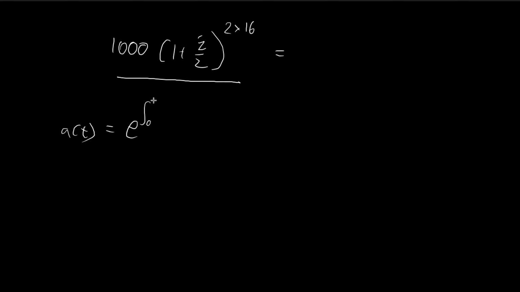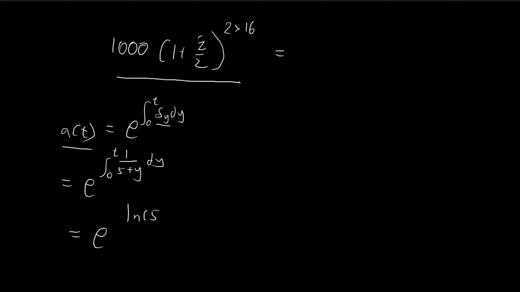So if you recall the equation after you solve a differential equation, so if you're given a force of interest, you can use this equation to derive the accumulation function. So in our case, her force of interest is 1 over 5 plus t. So that's going to be equal to natural log of 5 plus t, from 0 to t. So that's going to be equal to 5 plus t, minus natural log 5.